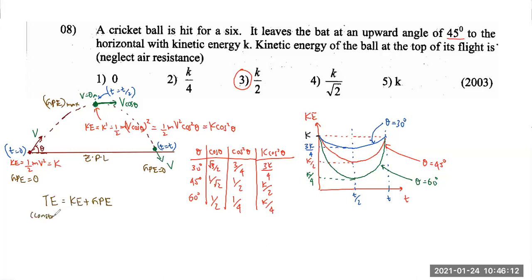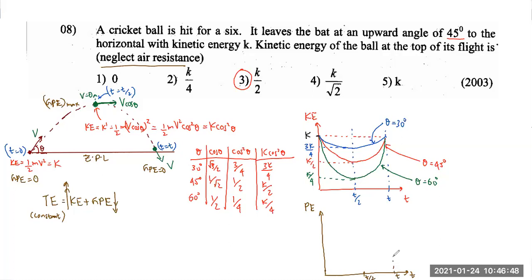Why is total energy constant? Because they have ignored air resistance. So when kinetic energy increases, gravitational potential energy will decrease in the same manner. If kinetic energy is increasing linearly, gravitational potential energy will decrease linearly. Therefore, if you plot the graph for potential energy for different angles, same case, what kind of graph can we expect? So potential energy against time, t by 2 and t here.